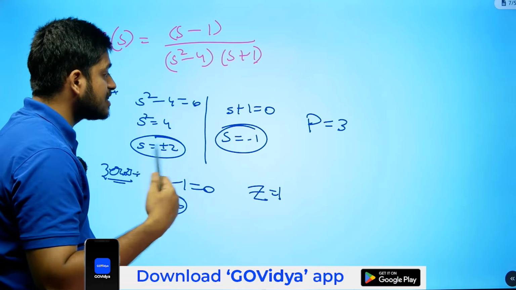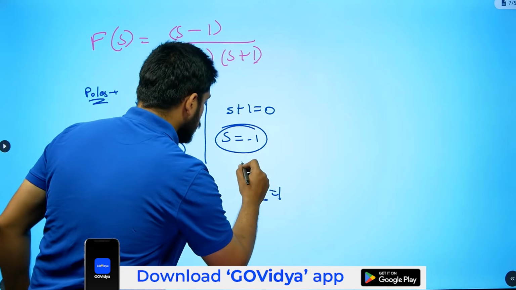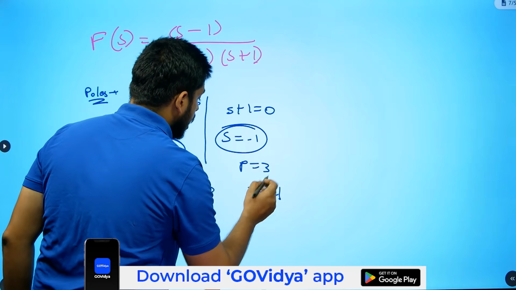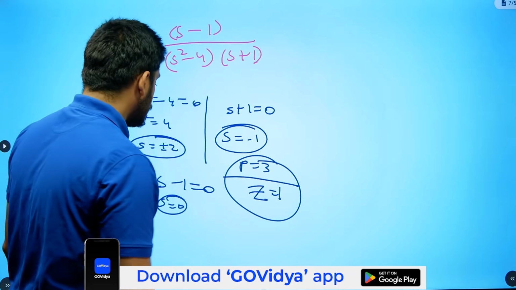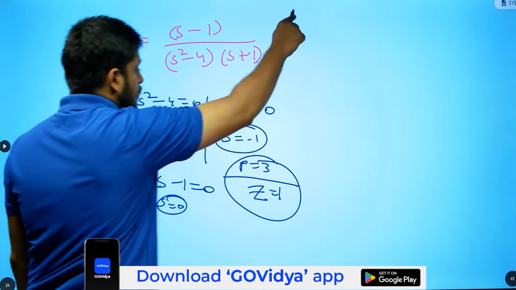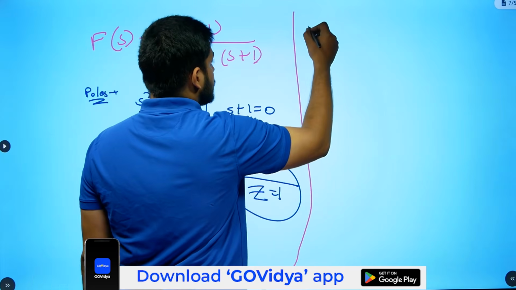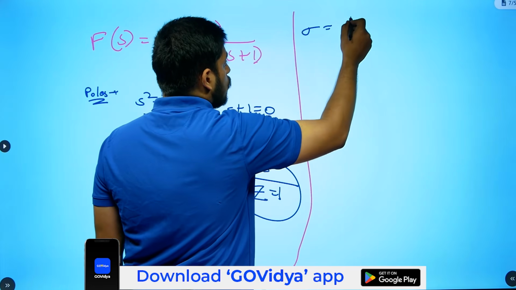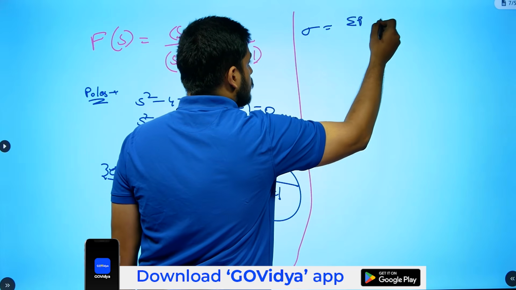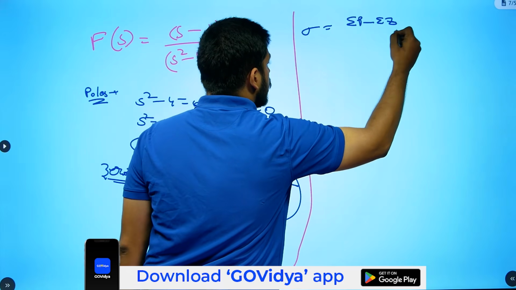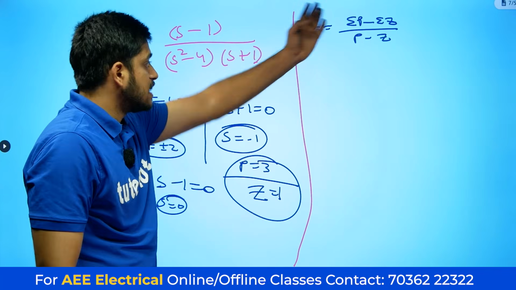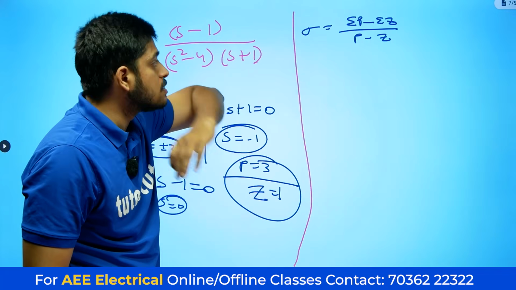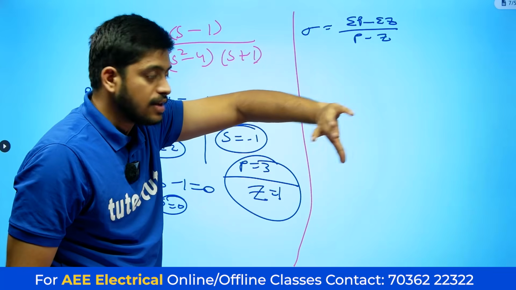Next, we need to find the centroid. So P is equal to 3 and Z is equal to 1. These are the number of poles and number of zeros. Next, let us find the centroid. The centroid is represented by sigma. The formula is sigma P minus sigma Z by P minus Z. Sigma P is the sum of all the poles, and sigma Z is the sum of all the zeros.